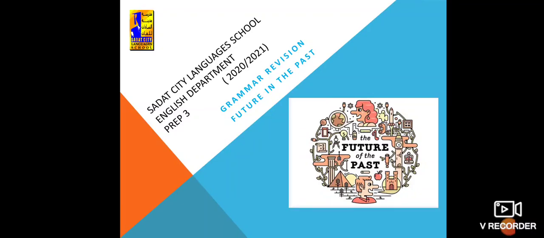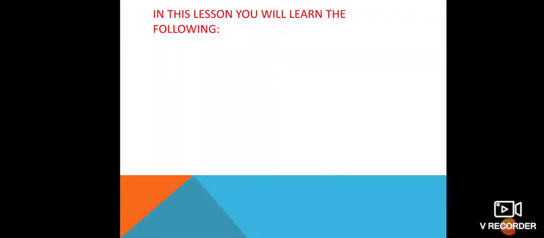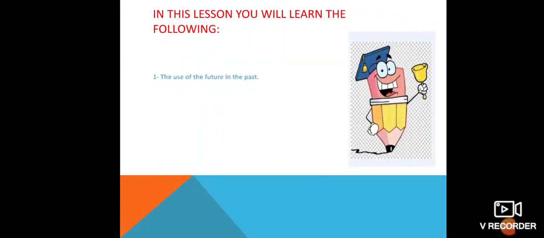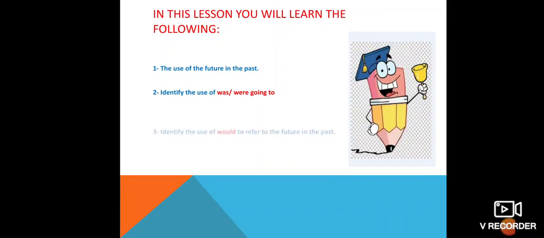In this video, we are going to revise a grammar lesson which is the future in the past. So, be ready. By the end of this video, you will learn how to use the future in the past. Also, you will know how to identify the use of was or were going to plus the verb to refer to the future in the past. Then, you will identify how to use would plus the verb in a noun clause to refer to the past or the future in the past. Finally, we will do some practice.